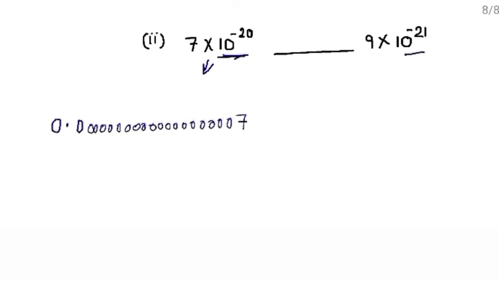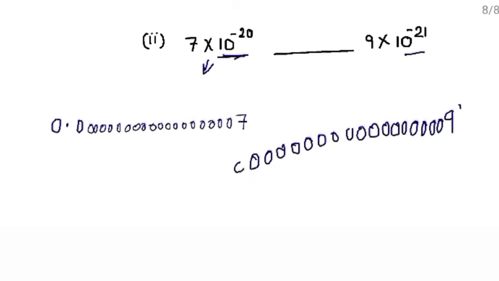This is 9 multiplied by 10 raised to the power minus 21. How many zeros will be there in 10 raised to the power 21? 21 zeros. So we will shift the decimal before 21 digits. 1, 2, 3, 4, 5, 6, 7, 8, 9, 10, 11, 12, 13, 14, 15, 16, 17, 18, 19, 20, 21. Put the decimal here. A number cannot start with a decimal, so put 0 here.